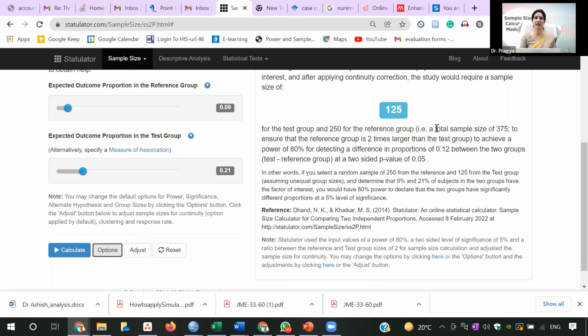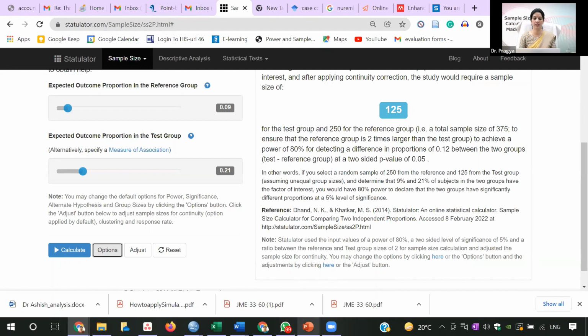And the person has calculated it as 106. But again, in this case, this calculator always takes continuity correction into account. And what is continuity correction? Because we are doing the binomial distribution here, presence or absence, whenever we use this binomial distribution, we should apply continuity correction, and the continuity correction gives a little extra sample size. That's why there is this difference of 106 and 125. Otherwise, everything else is the same. So this is how we calculate the sample size if you have two proportions.